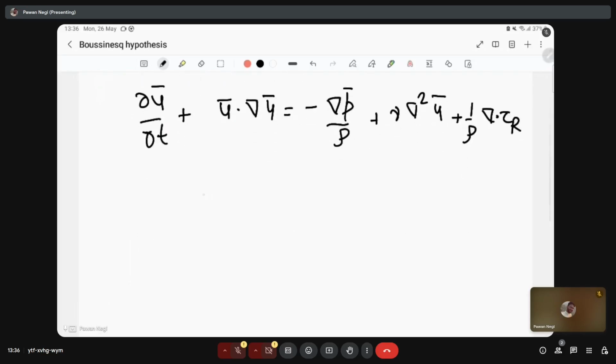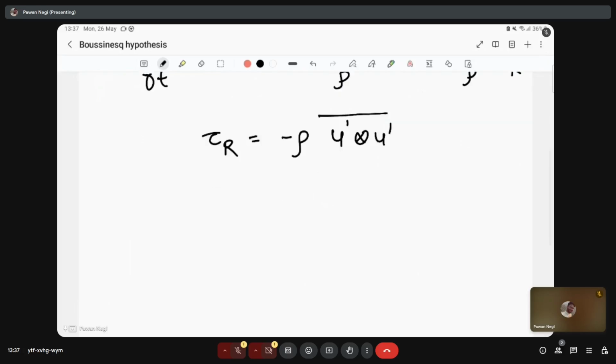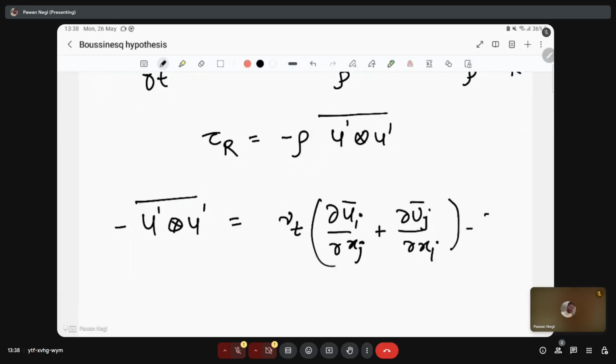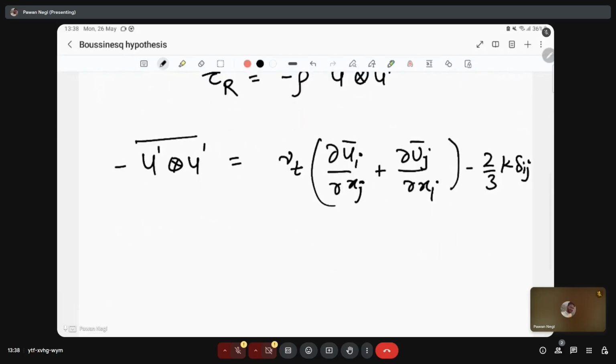where tau r is the Reynolds stress, which is equal to negative rho times u prime tensor product u prime. So in Boussinesq hypothesis, this Reynolds stress is modeled as Newton's viscous stress, which is equal to nu T times dou I, where I have written this particular expression in Einstein's notation.